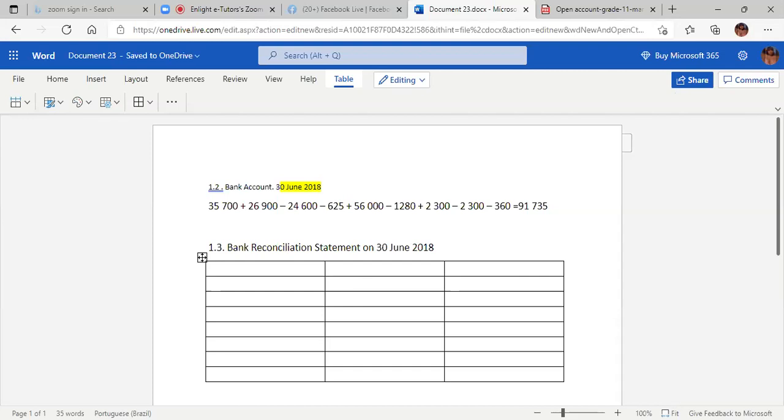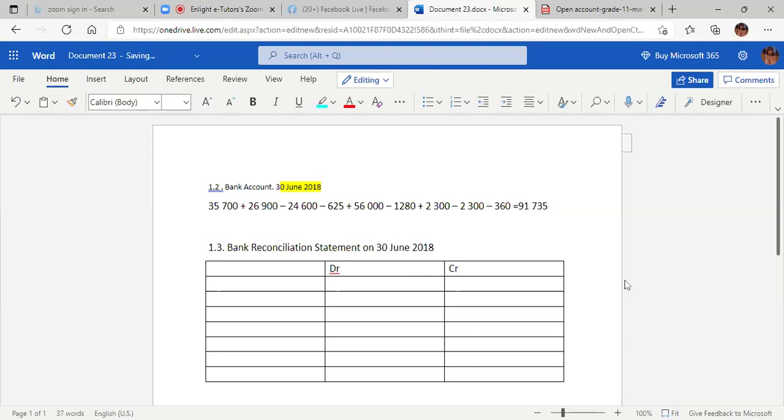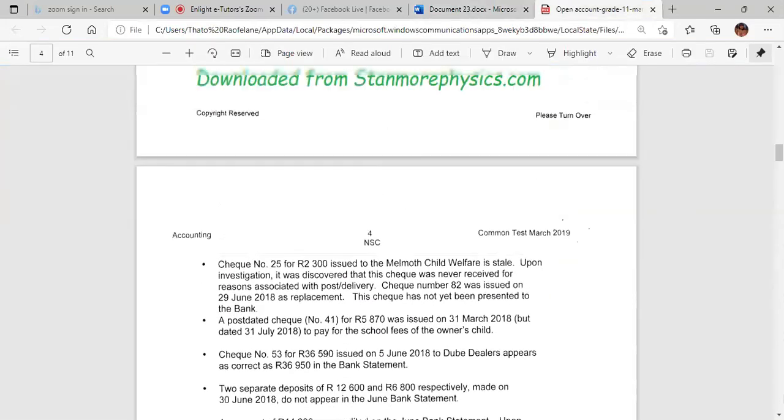Here we have debit, and in here we have credit. And then how do we start our bank reconciliation statement? We start with the balance as per bank statement. The balance as per bank statement. See what the balance was.